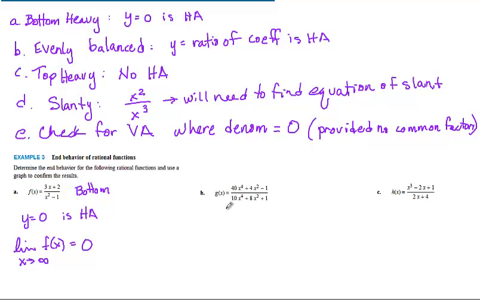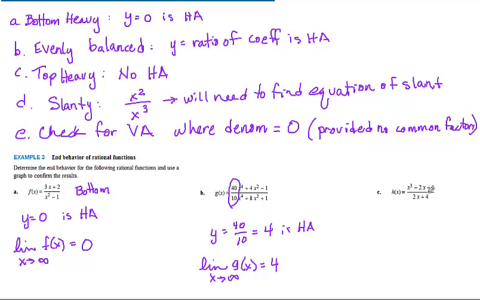This b part, and I've already looked at the graph these and confirmed it, so I won't do that again. For this b part, I notice that it is evenly balanced. I have an x to the fourth, and so I'm going to take the ratio of those coefficients and say that y equals 40 over 10, which is 4, is my horizontal asymptote. This means I could write the limit as x goes to infinity of this g of x is 4.